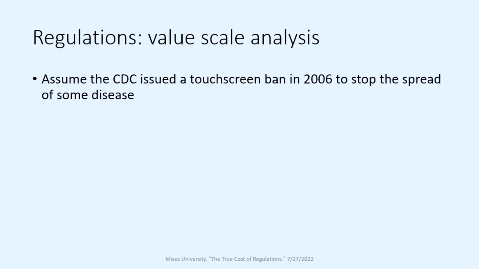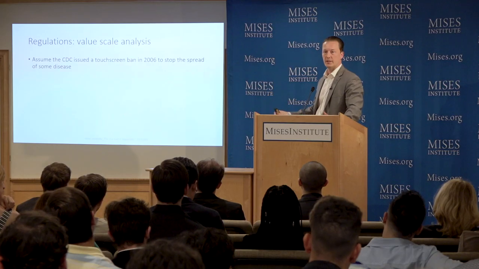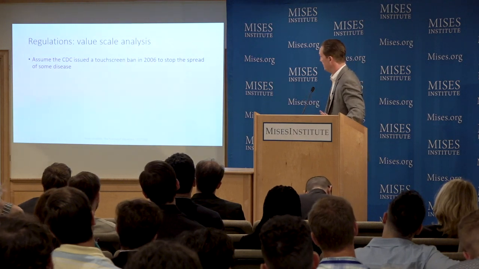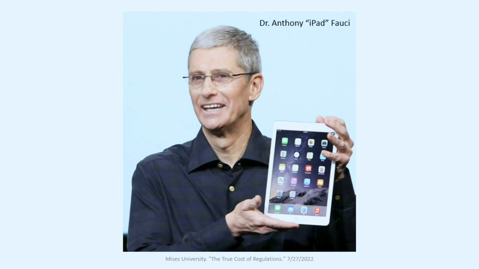Okay, so let's look at an example. Let's go back in time to 2006, beautiful year that most of you probably don't remember at all. But let's assume that there's this government agency, hypothetical, called the CDC, and that they're doing great work saving us from a virus. There's some disease that is spread and they think it's because you touch surfaces. So they outlaw touch screens. That's a regulation, right? And believe it or not, but in 2006 there were touch screens. So here is Dr. Anthony iPad Fauci. He is the main regulator in this case, okay?